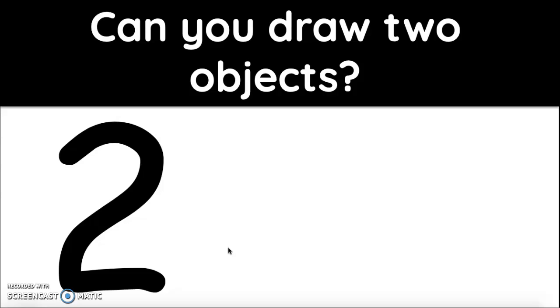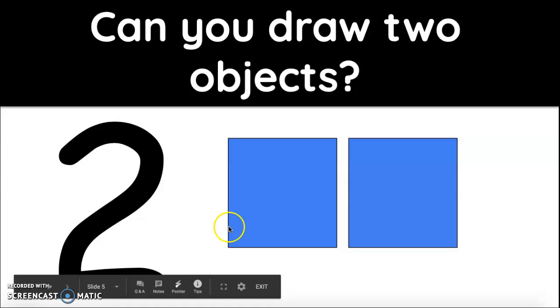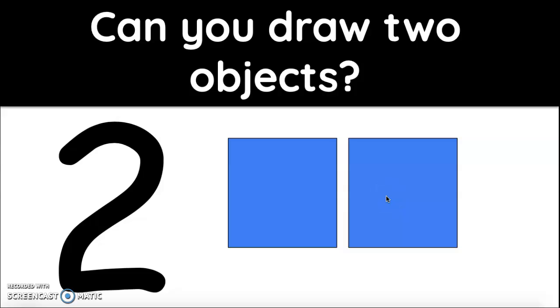Okay, friends. So I'm going to show you my drawing and we'll compare and make sure that we both drew the right amount of objects. So this is my drawing. I drew 2 blue squares. I would like you to count your drawing as I count mine. So I have 1, 2 blue squares. If you have that many, good job, friend.